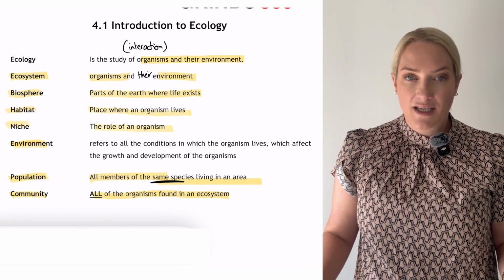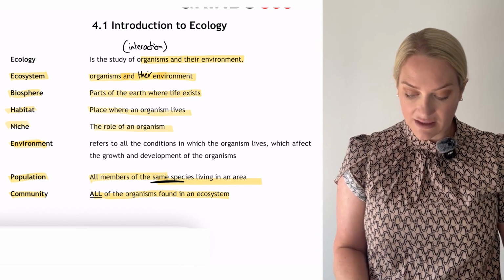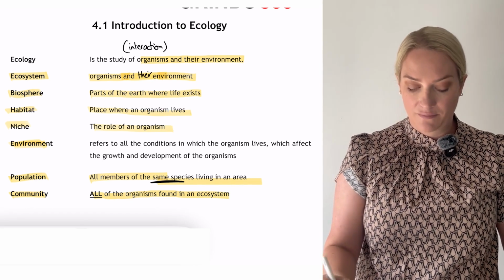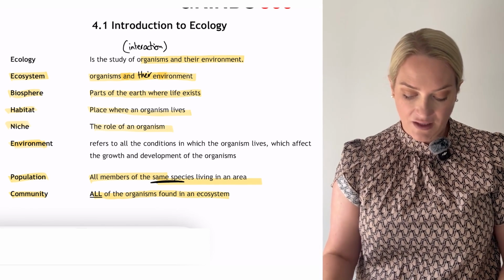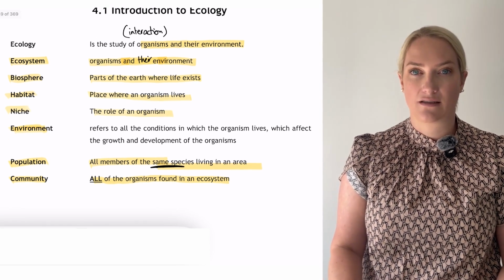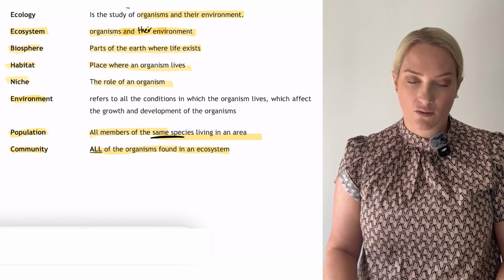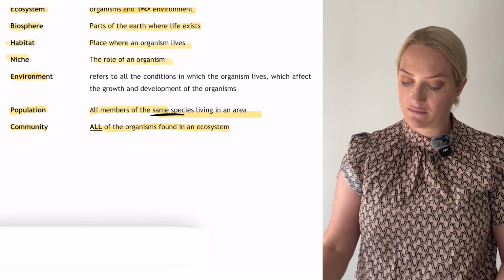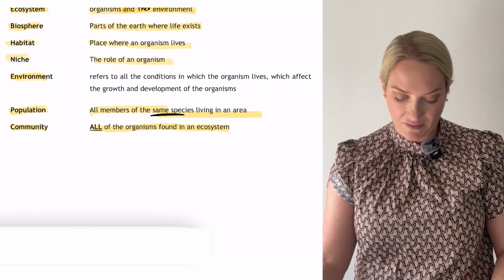Ecosystem, exact same as ecology, study of organisms and their environment. So if you have the textbook, I said there's a typo there, so just rewrite that and put in there. Biosphere, so parts of the earth where life exists. Then we have habitat, a place where organisms live. Niche, we have the role of the organism. Environment, refers to all conditions where the organism lives, what affects the growth and development of the organism.